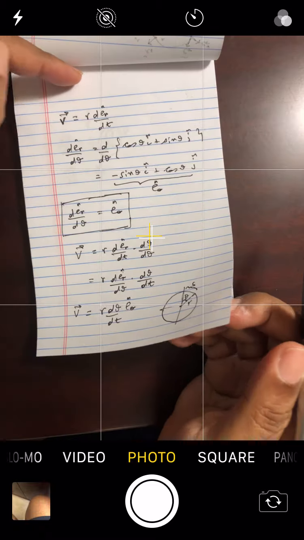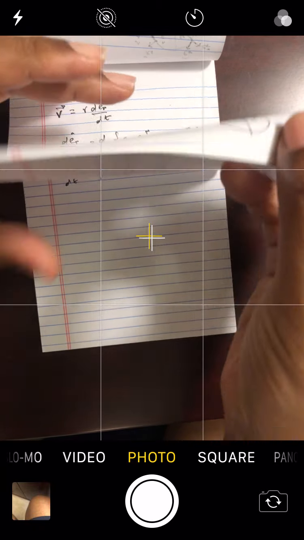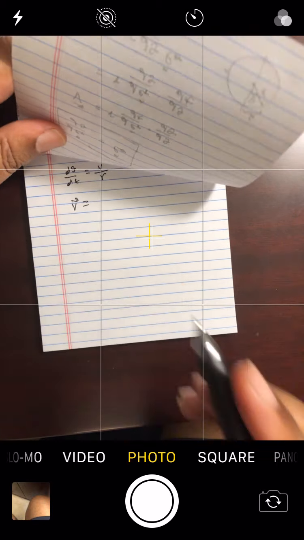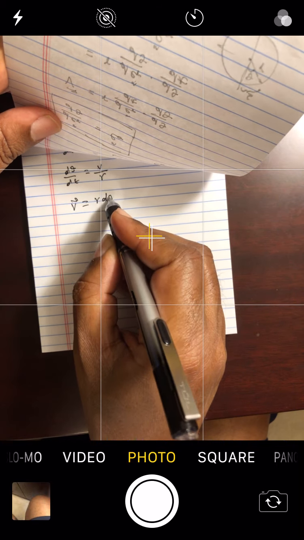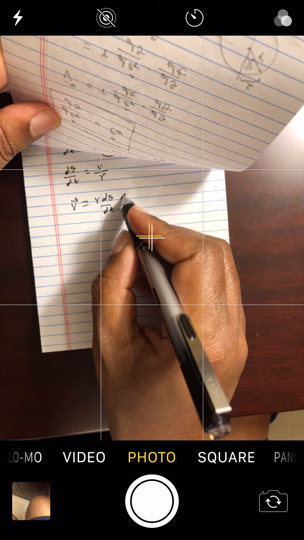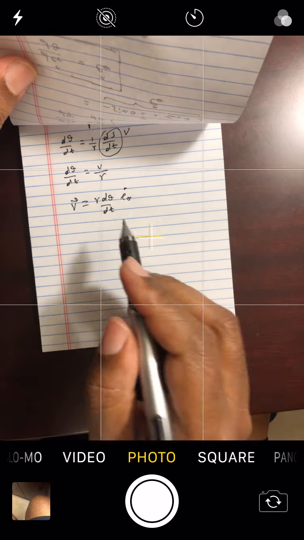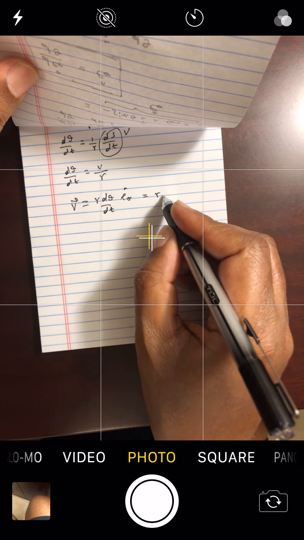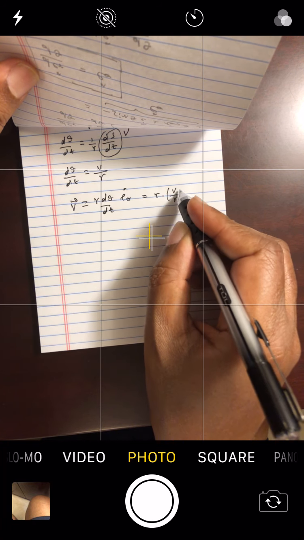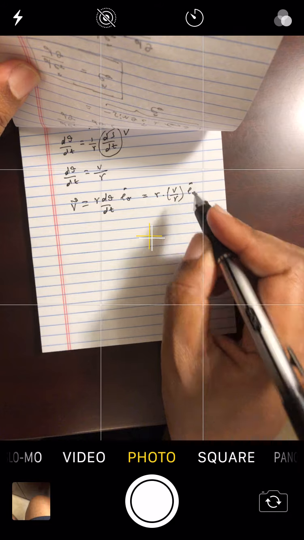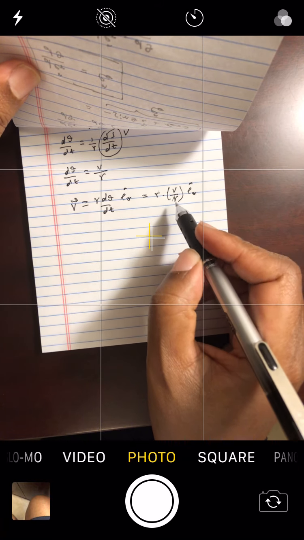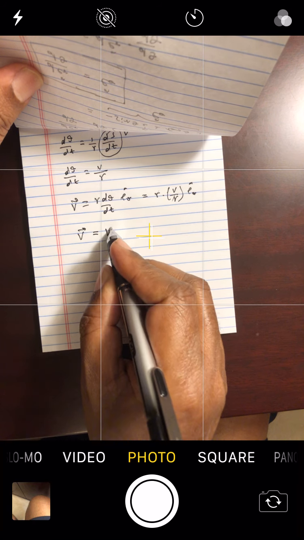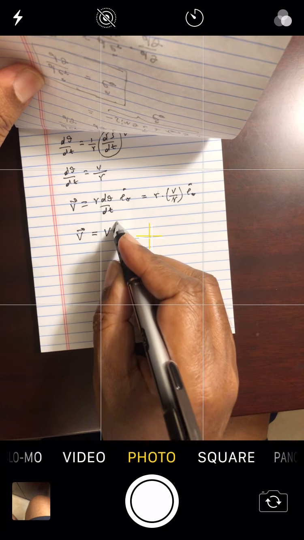So let's go back to the formula. We have v equals radius times d theta by dt in the direction of e theta. But d theta by dt is v over r, right? So you've got v over r in the direction of e theta. So the radius goes away, and we get the following formula for the velocity: it's the magnitude of the speed in the direction of e theta.